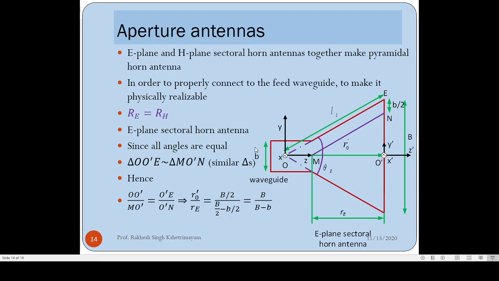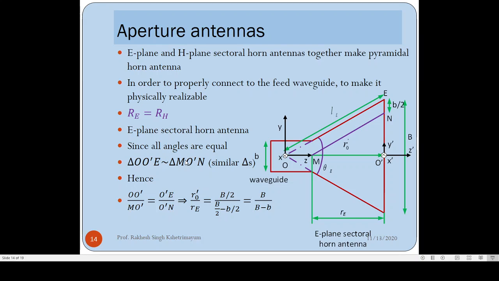Let us try to find out some geometric relations here. Look at this diagram here. This is for the E-plane sectoral horn antenna. You can see two triangles here. One triangle is O dash E, this triangle here. Let us consider another triangle which is M O dash N, this triangle here. What you can see is that these two are similar triangles. All the angles are equal. Angles of triangle O dash E and the angles of triangle M O dash N are all equal, so they are similar triangles.